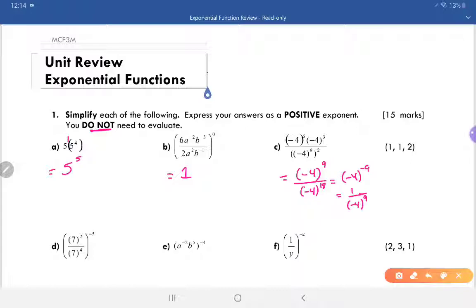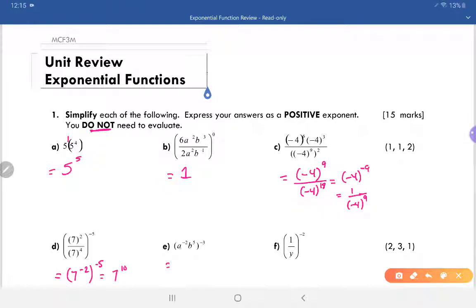With this one, part D, we're going to subtract the exponents first so that we do the dividing rule. So we get 7 to the power of negative 2, and it's all to the power of negative 5 still. Power to a power rule says to multiply those, and conveniently, negative 2 times negative 5 ends up becoming a positive exponent. So that just becomes 7 to the 10.